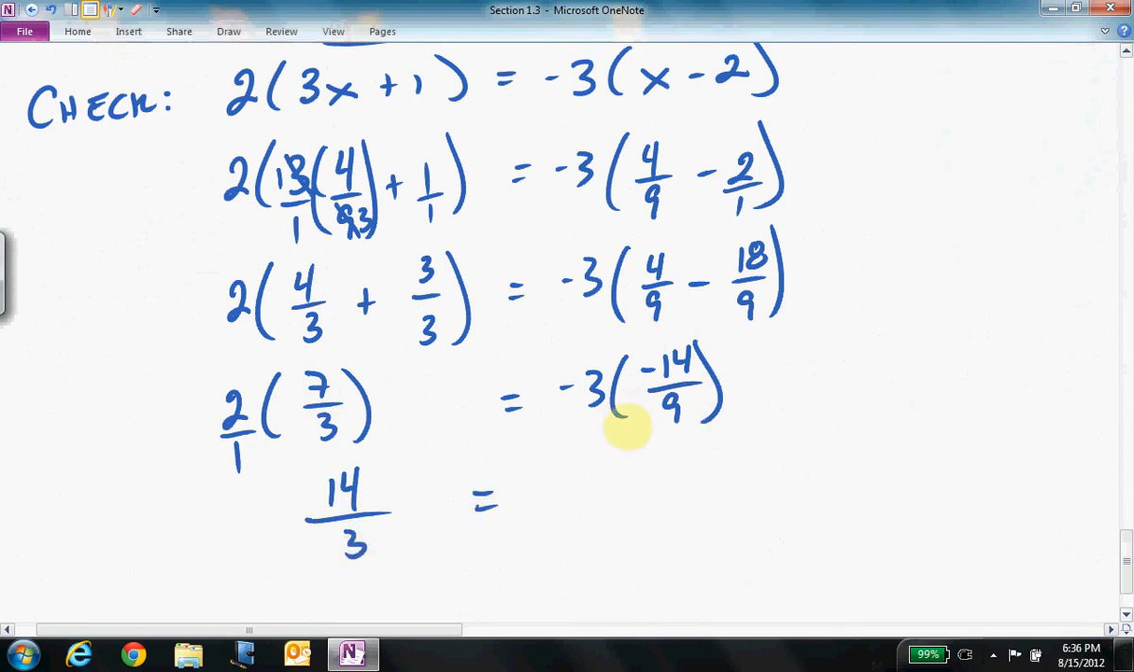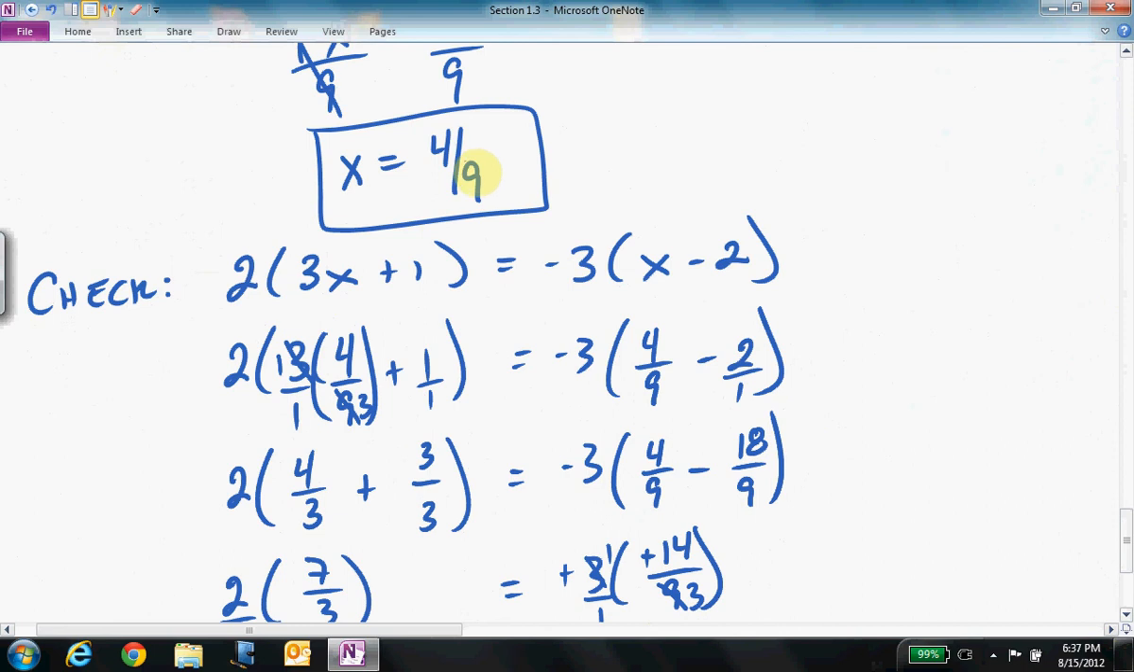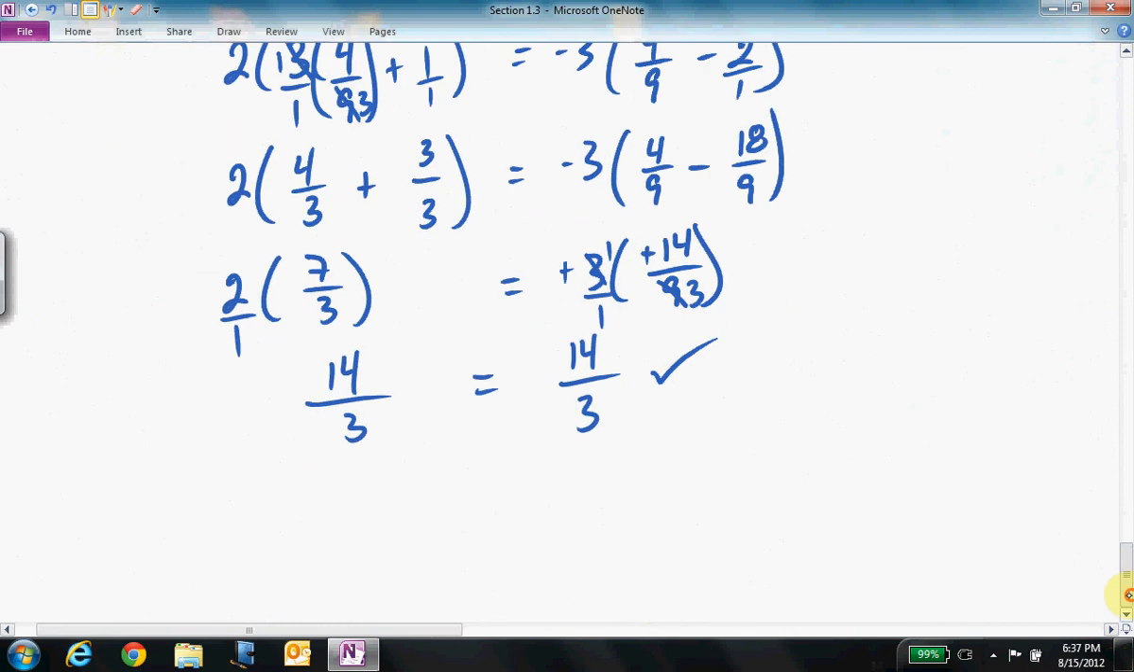Can I cross cancel here? And I can. Notice they're both negative, so 2 negatives are going to make a positive. 3 goes into 9 3 times. 3 goes into 3 1 time. And 1 times 14 is 14. 1 times 3 is 3. So it will simplify, and I'll see I'll get 14/3 on both sides. So I know my answer, which was a fraction of 4/9, is actually correct.